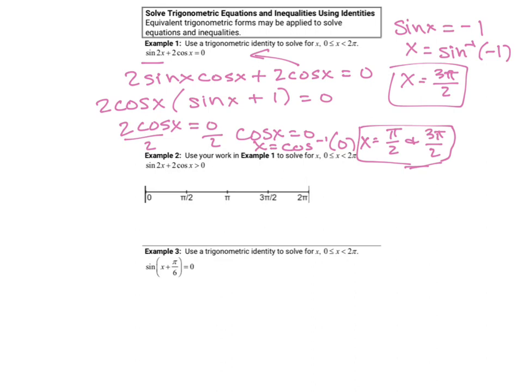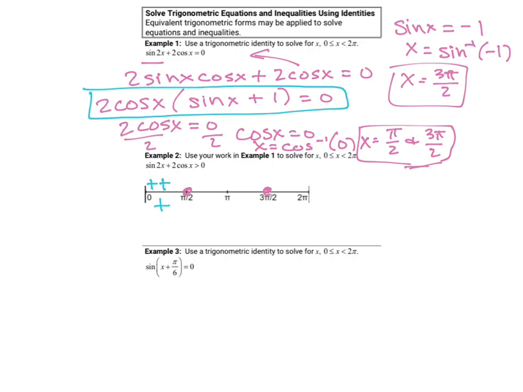Now it says use your work in example 1 to solve for when this is greater than 0. So we already know our zeros happen at pi over 2 and 3 pi over 2. Now we want to plug a number into our factored function and see whether we're positive or negative. So I plugged in pi over 4. 2 times cosine of pi over 4 stays positive. Sine of pi over 4 is positive. Plus 1 stays positive, so I'm positive on that interval.